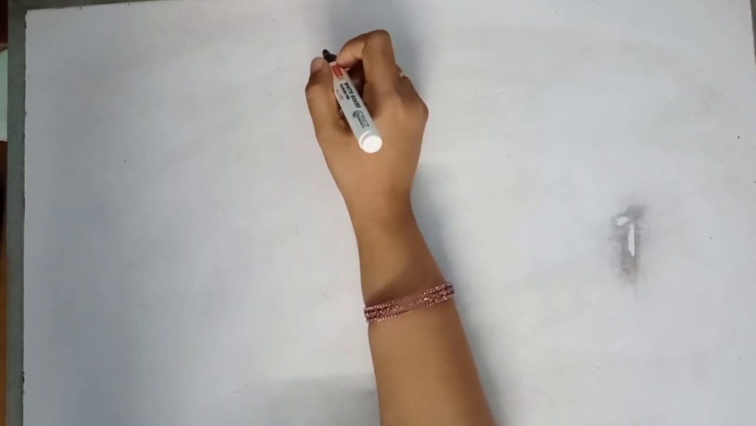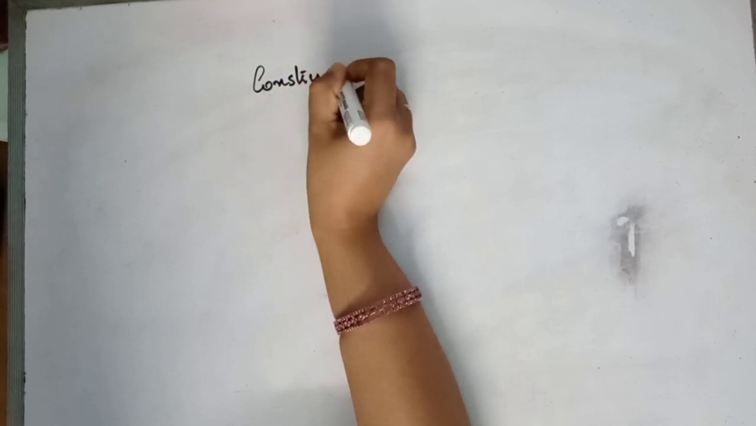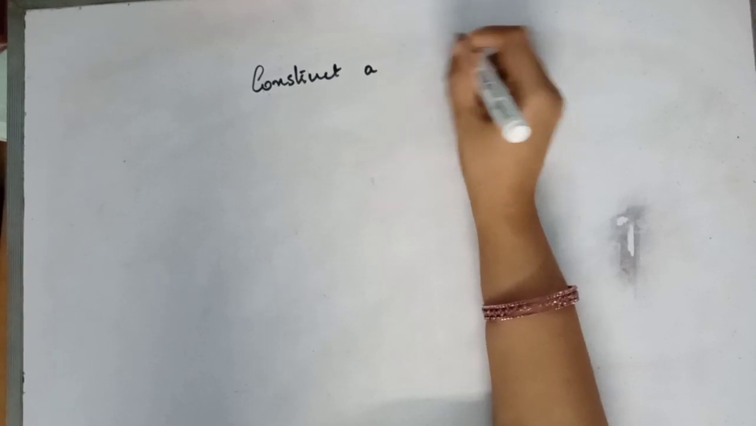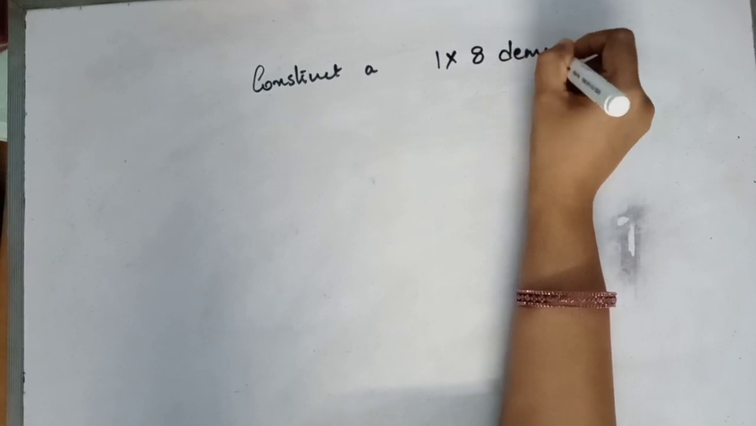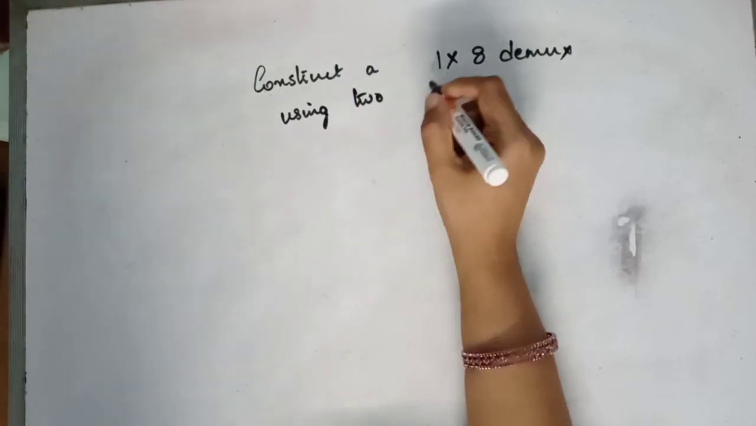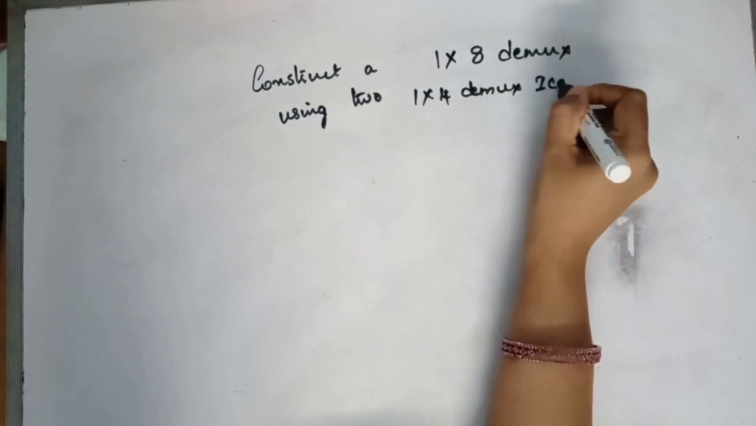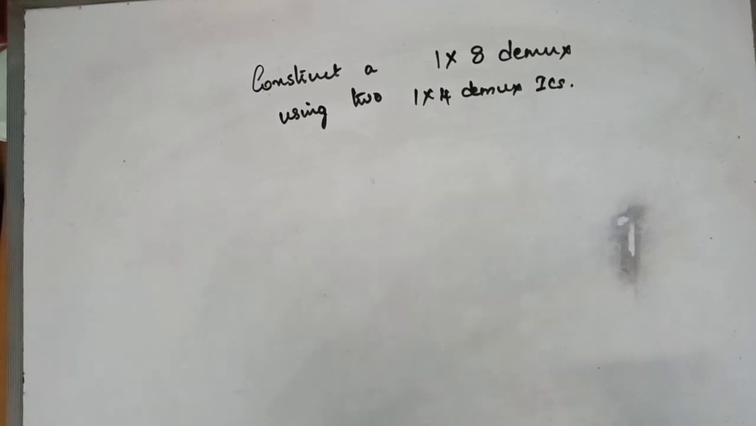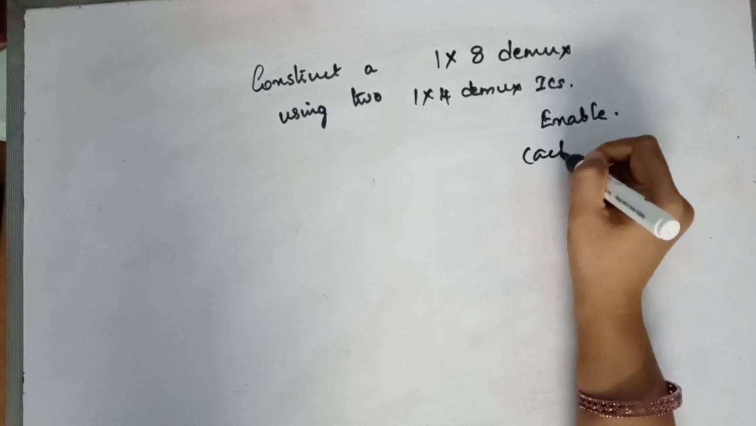Suppose you need to construct a 1 by 8 demux using 2 1 by 4 demux ICs. In this case, you can make use of the concept of strobe which we used in multiplexer. Okay, so in demux it is called an enable, not a strobe, and this is an active high signal.